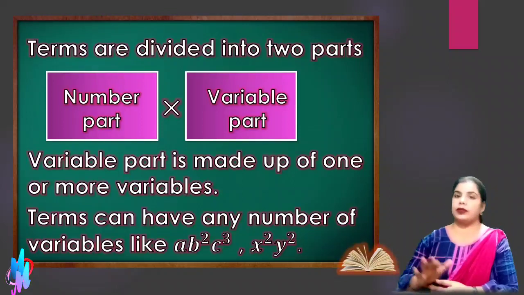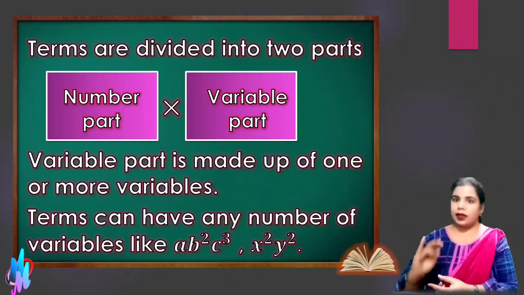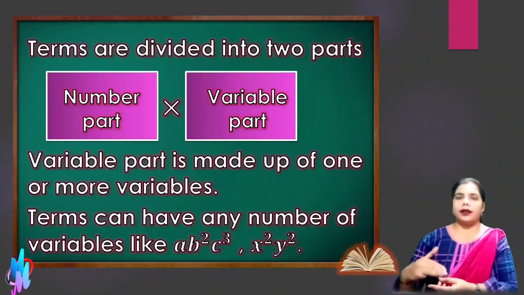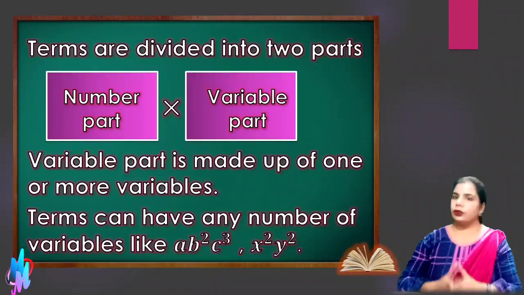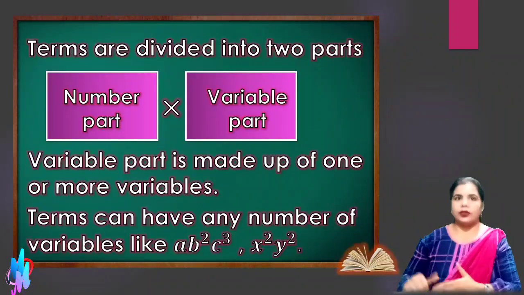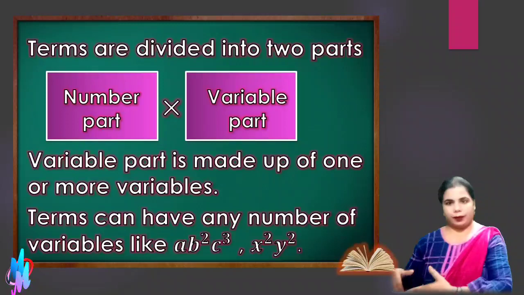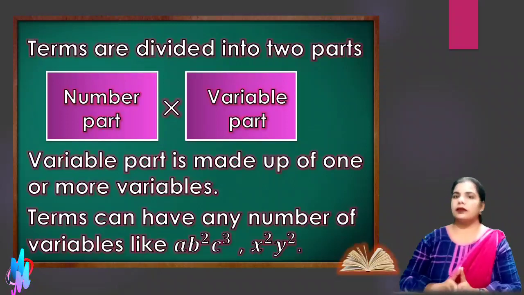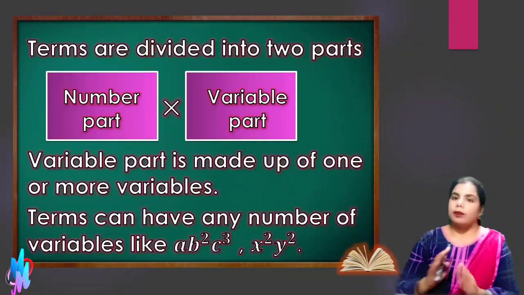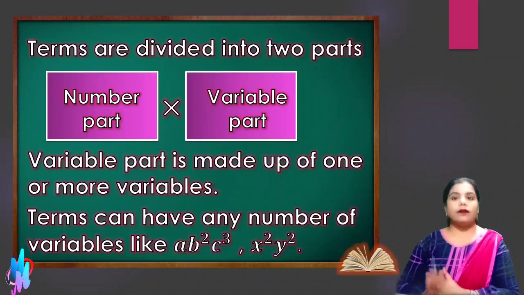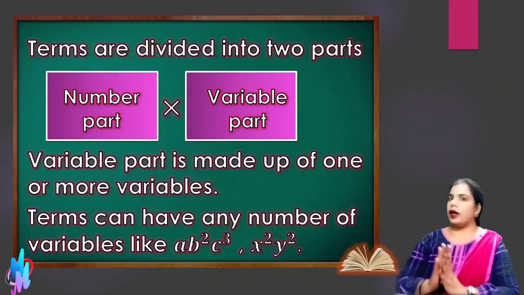In first term, that is a, b square, c cube, how many variables are used here? Three variables, that is a, b and c. And in next term, x square, y square, how many variables are used here? Two, that is x and y. So terms can have any number of variables. Okay, are you getting this one? But most of the time we are using one or two variables. Okay, are you getting this one?